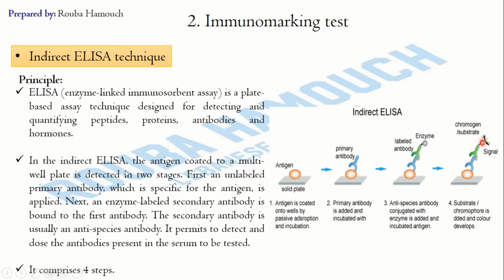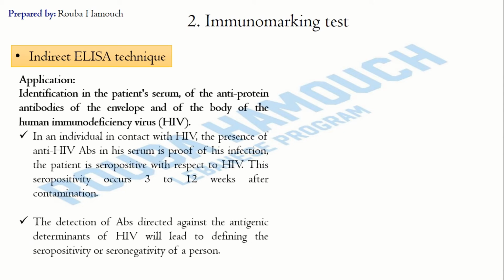So what are the steps of the indirect ELISA technique? The first step, before talking about the steps, we took the case of HIV infection. In an individual in contact with HIV, the presence of anti-HIV antibodies in his serum is proof of his infection. The patient is thus seropositive with respect to HIV. The detection of antibodies directed against the antigenic determinants or epitopes of HIV will lead to defining the seropositivity or the seronegativity of the person.